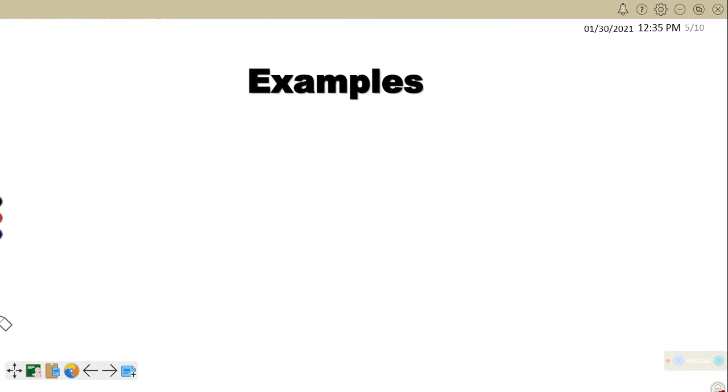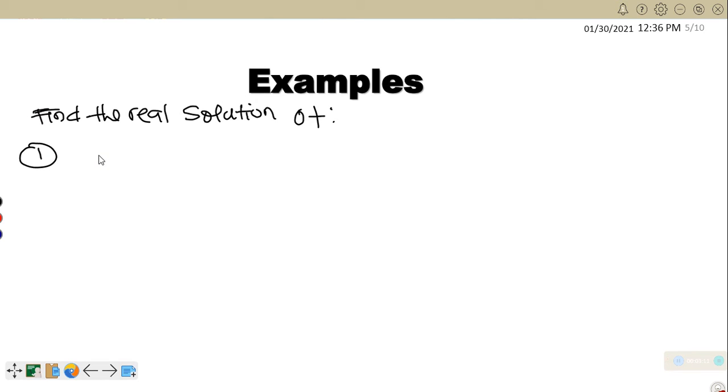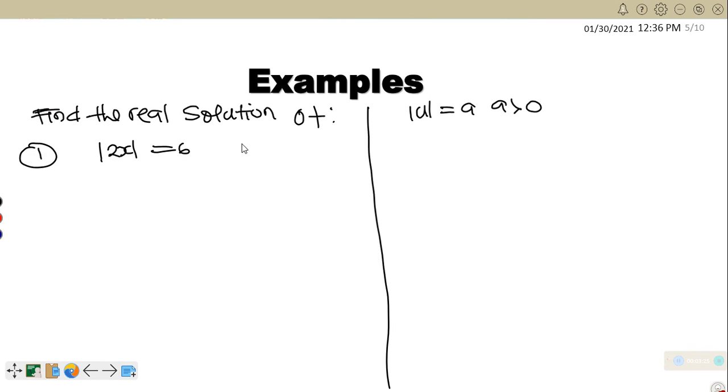Examples of the application of this rule are given as follows. Find the real solution, if any, of the following. Number 1, find the real solution of the absolute value of 2x equals 6. Comparing with what we have there, it goes with the absolute value of u equals a, where a is greater than 0. Of course 6 is greater than 0 here, so it works.